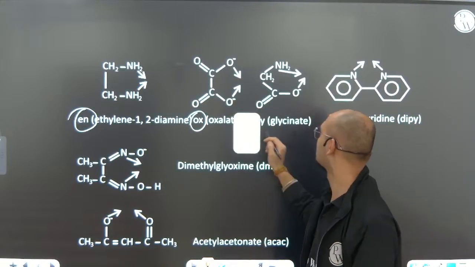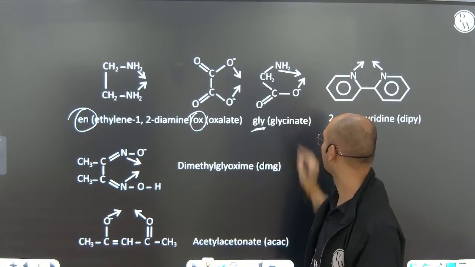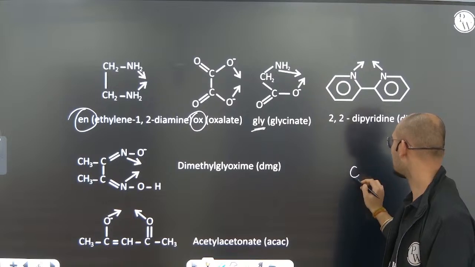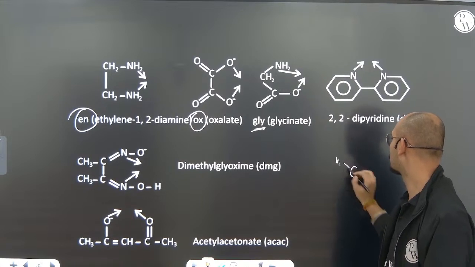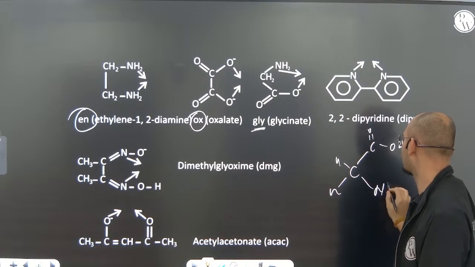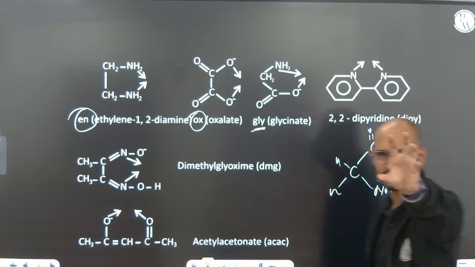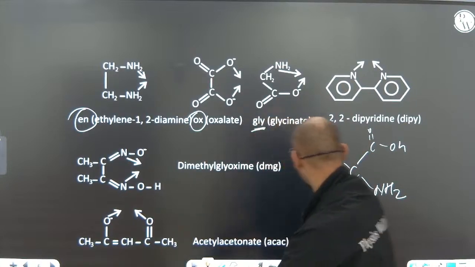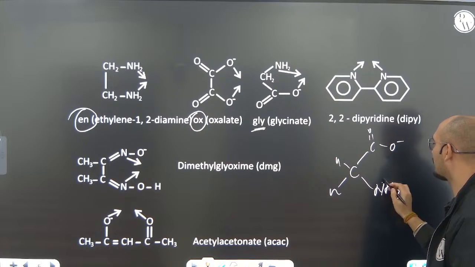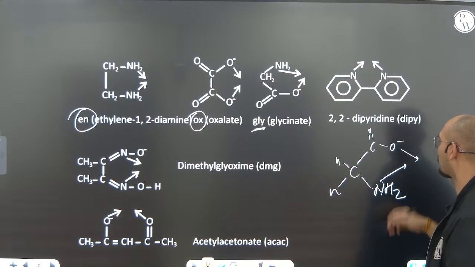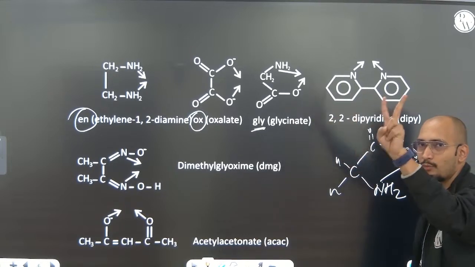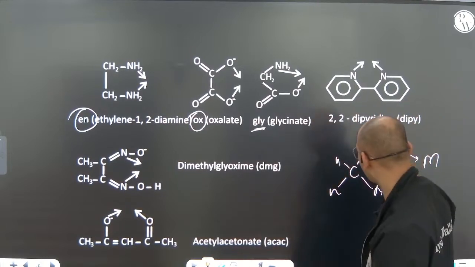Glycinate, you can say glycine. Have you ever thought of glycine? It is an amino acid: H2N-CH2-C(=O)-OH. Glycine is the most fundamental amino acid. Now just remove hydrogen from the acid, and it becomes glycinate. Can you see that nitrogen has one lone pair? It will give one from here and one from here. So how many is the denticity? Two. Two bonds it is forming.